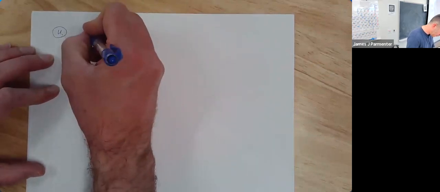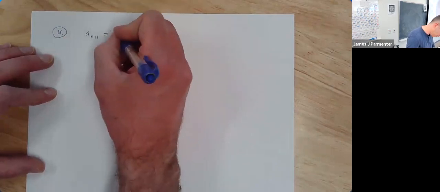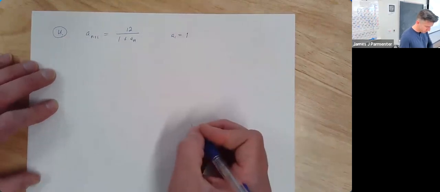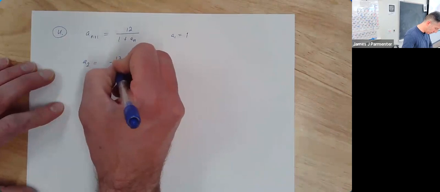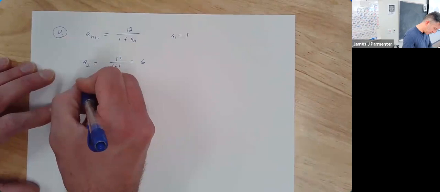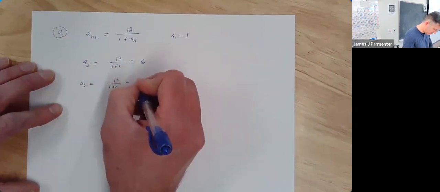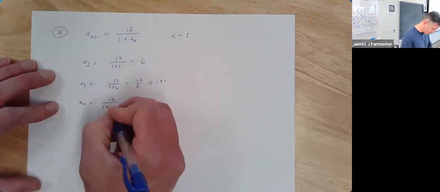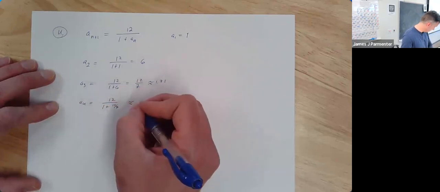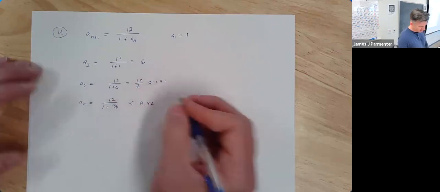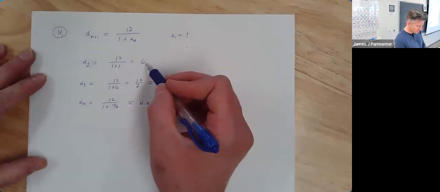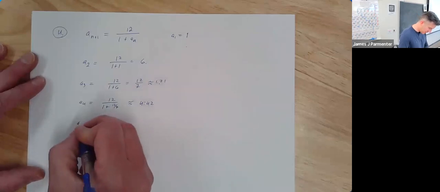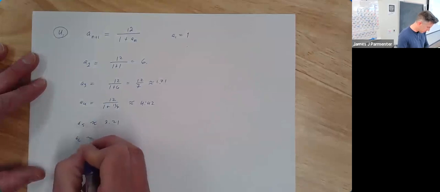Let's say we have that a sub n plus 1 is equal to 12 divided by 1 plus a sub n. And I'm going to start with a sub 1 equal to, not very exciting, 1. And then a sub 2 is 12 over 1 plus 1, which is 12 over 2, which is 6. And a sub 3 is 12 over 1 plus 6, which is 12 over 7, which is approximately 1 point something. And then a sub 4 is 12 over 1 plus 12 over 7, which is approximately 4.42. So I was 1 and then 6 and then 1.7 and then 4.4. I'm guessing the next will be something lower again, but not quite as low. In fact, I will tell you the next one is approximately 2.21. And the next one is approximately 3.73.